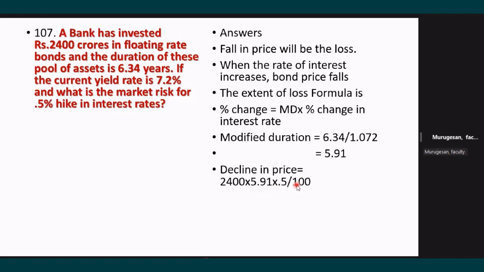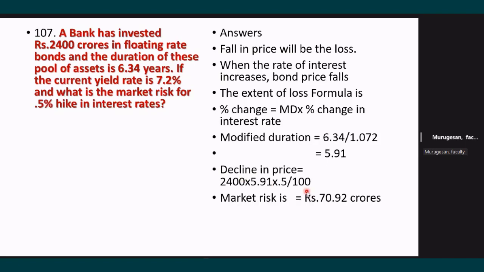Why are you putting 100? Because the 0.5%. You can put 0.5 also, or you can put the percentage; if you put the 100, you need not. 0.5 means what? You have to put 0.5%, that is 0.005. Actually, always you have to convert to decimal. So that is why I am putting 100.